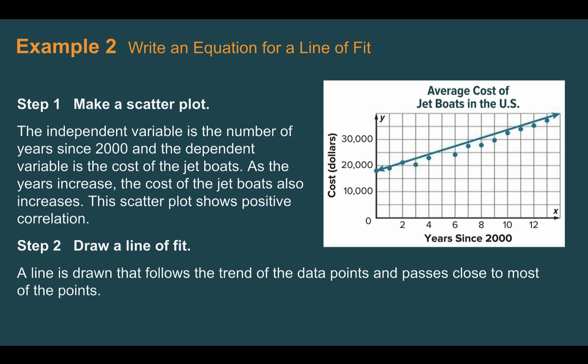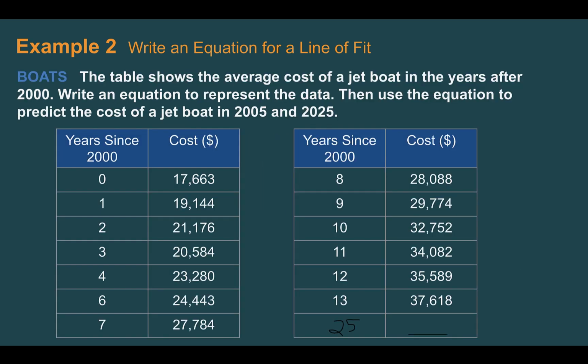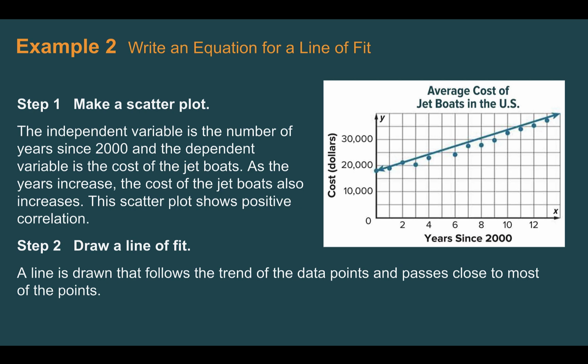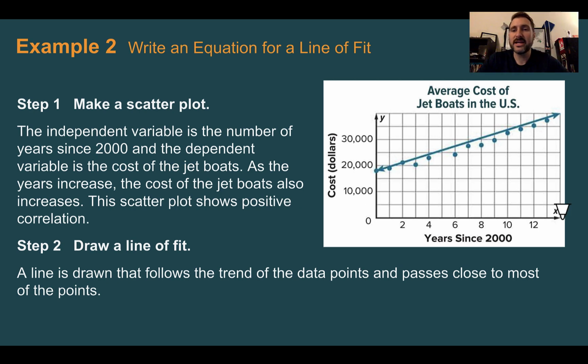So first, step 1 is to make a scatter plot. So we took all the data that was here and plotted those values. In the x-axis, we have the year since 2000, and then in the y-axis, we have our cost in dollars. Then we need to draw a line of fit.